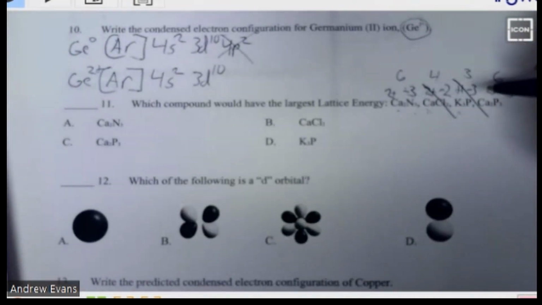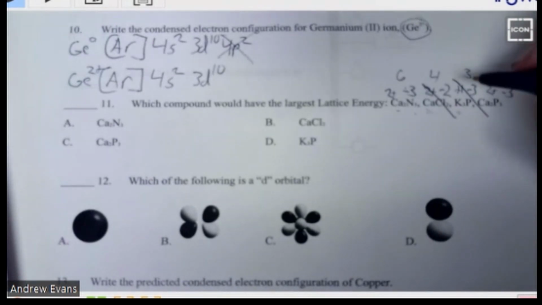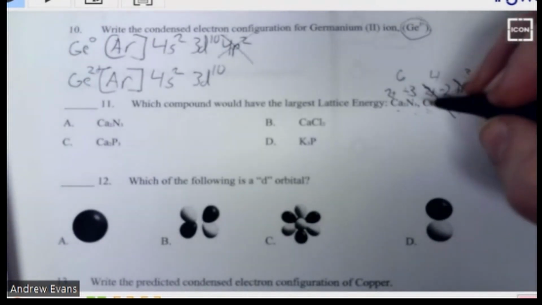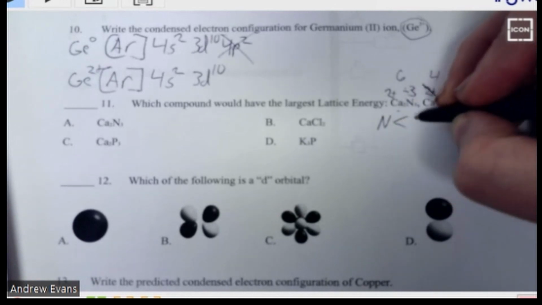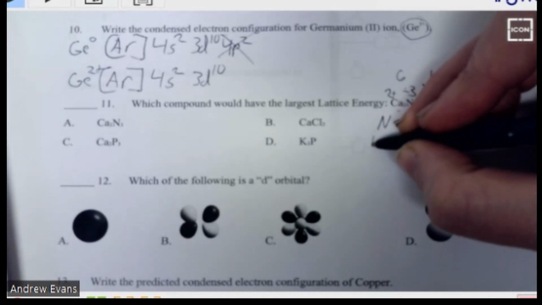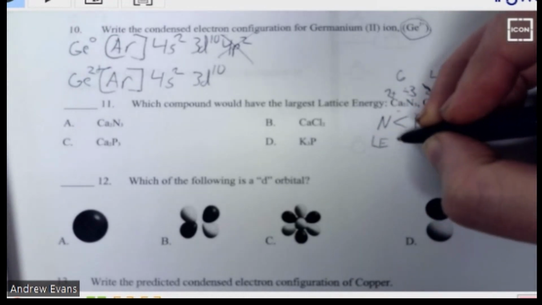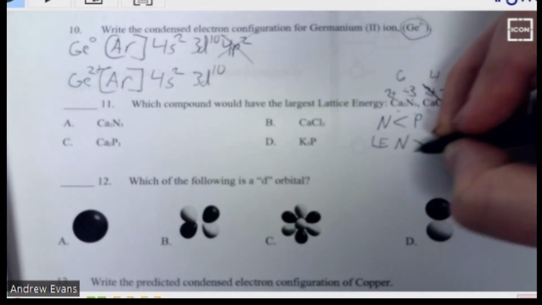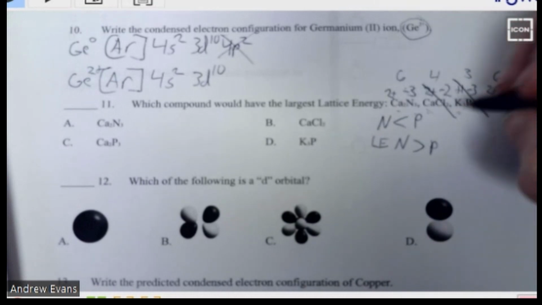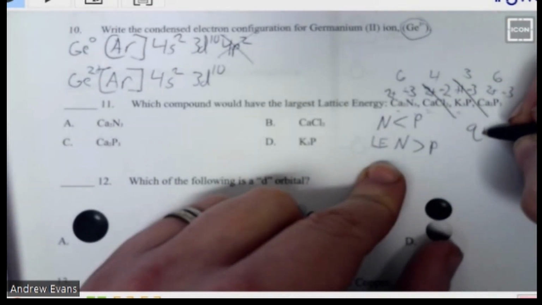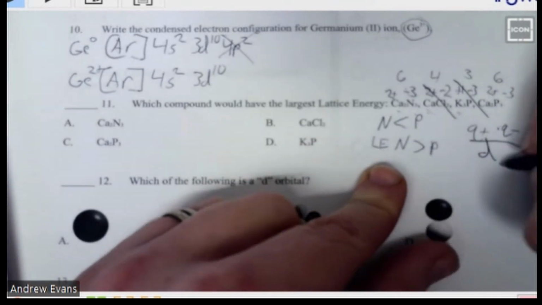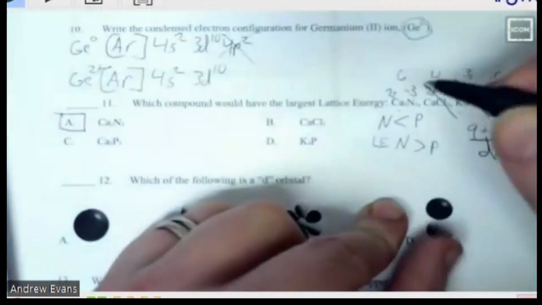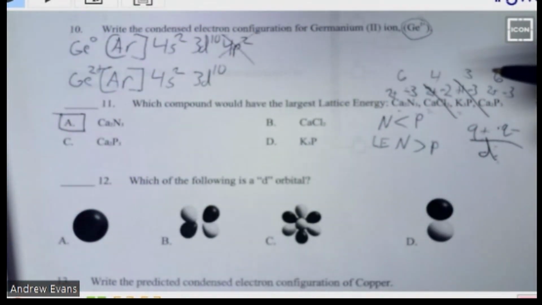First thing is you look at the charge. Second thing is you look at the size. If you're comparing size, N is smaller than P. So lattice energy for N would be greater than P because it's Q plus times Q minus over the size. Small size means bigger lattice energy. So A. A lot of people miss this one.